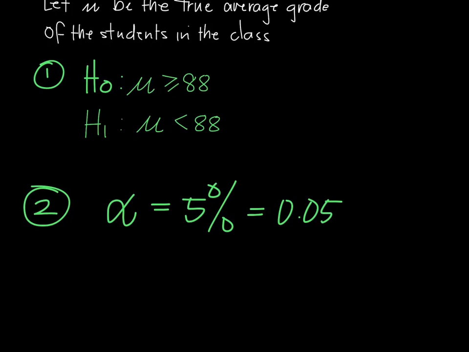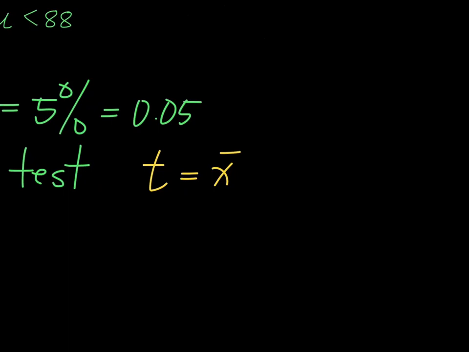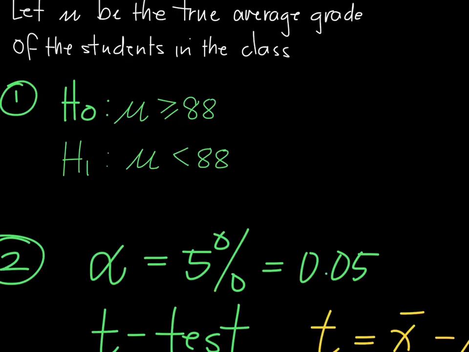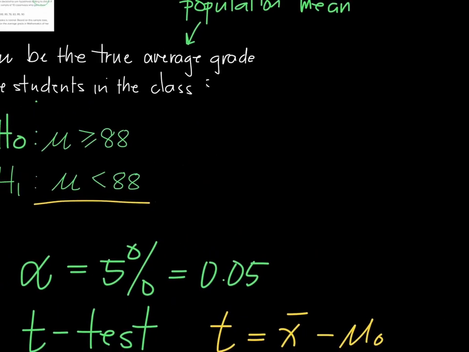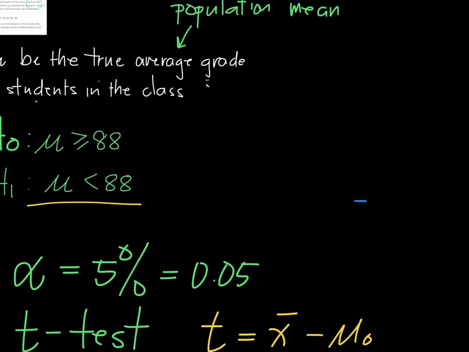The test that we are going to use here, as we already know, is a t-test. And the formula is t is equal to x bar minus mu sub 0 over s over the square root of n. Now because the alternative hypothesis is mu less than 88, we will be expecting our diagram to be something like this. And then the area of rejection is on the left.